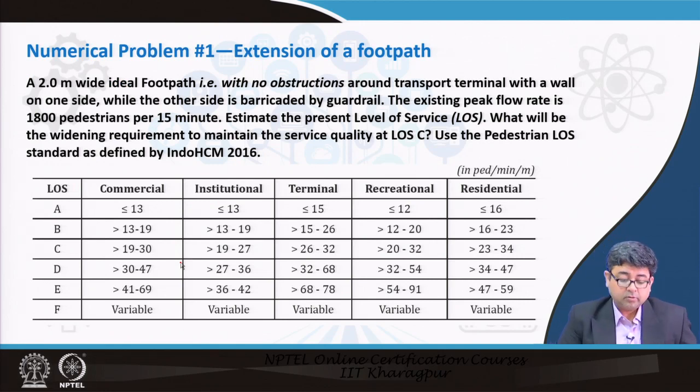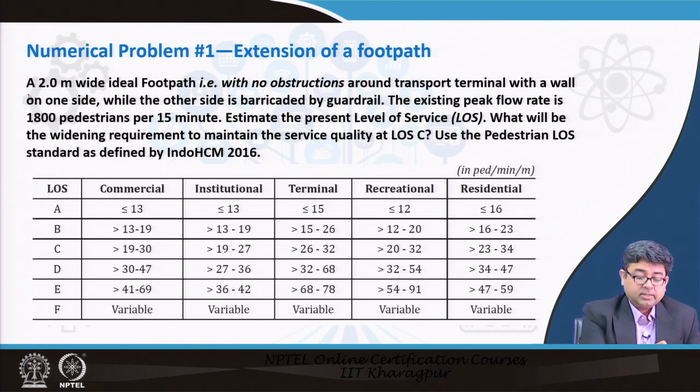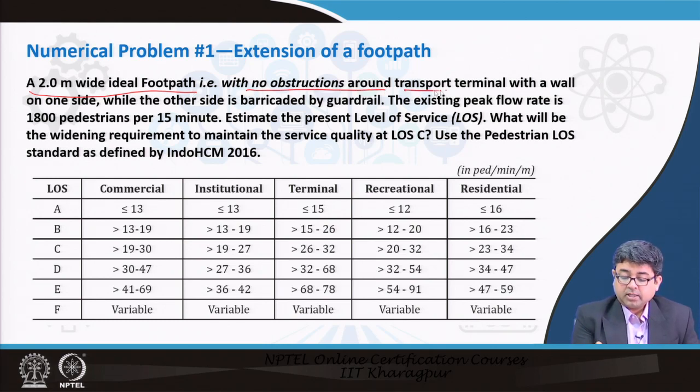So, let us now take an example to determine how you determine the width that is necessary as per the number of people or the flow of pedestrians in your area. Say, for example, there is a 2 meter wide ideal footpath, i.e., no obstructions, around a transport terminal with a wall on one side and barricaded by a guardrail on the other side.